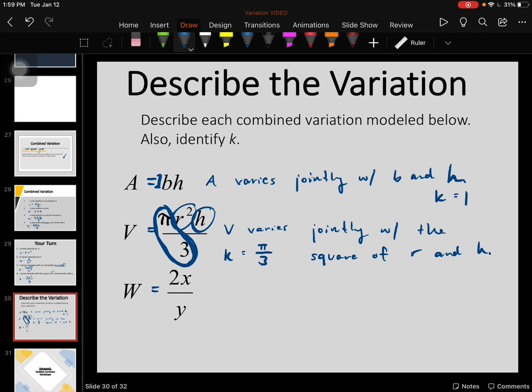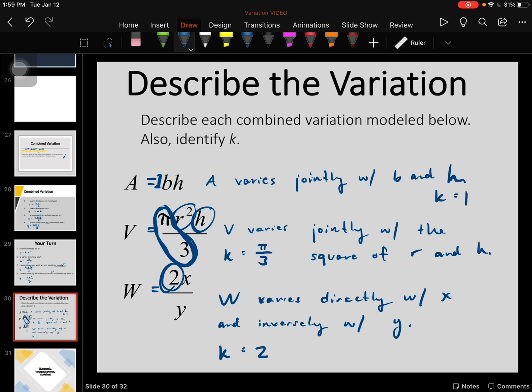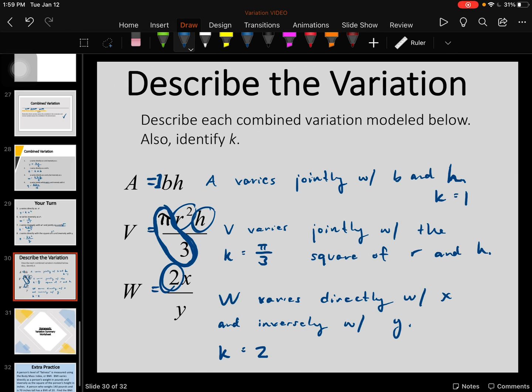And then for the last one, we can say, let's think, W varies directly with X because it's in the numerator, and inversely with Y because Y is in the denominator. And then my constant of variation, my K here, would be 2. So anything that's not a variable is going to be a constant of variation.